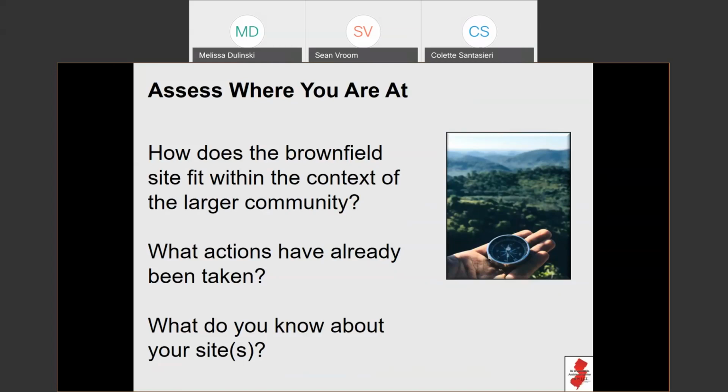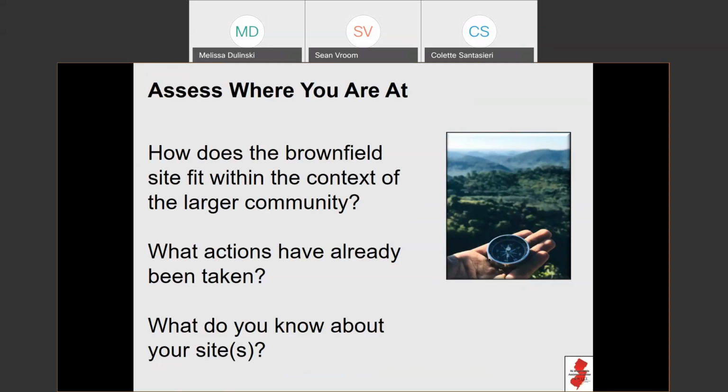Placing your brownfield site within the context of the larger community helps to inform the ultimate redevelopment vision for your site. Also, it's important to find out what actions have already taken place, such as, has a brownfields inventory already been prepared for your municipality? Developing an inventory of your town's brownfield sites is a really important step in developing strategies for redevelopment. A brownfield inventory gives you a canvas to work from.